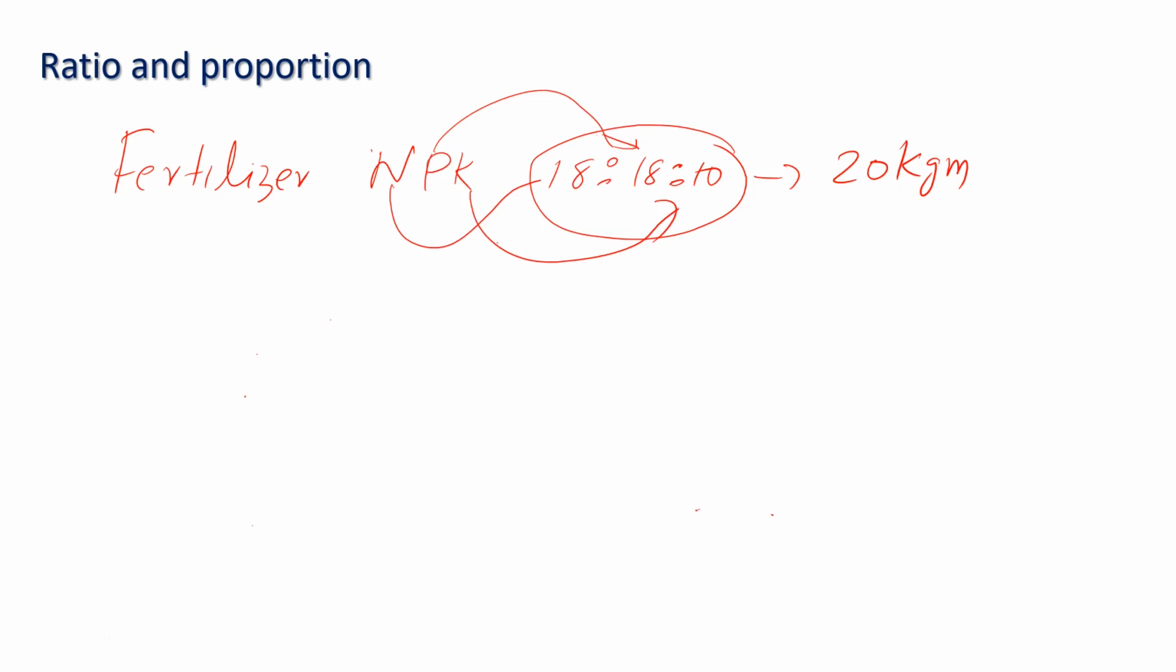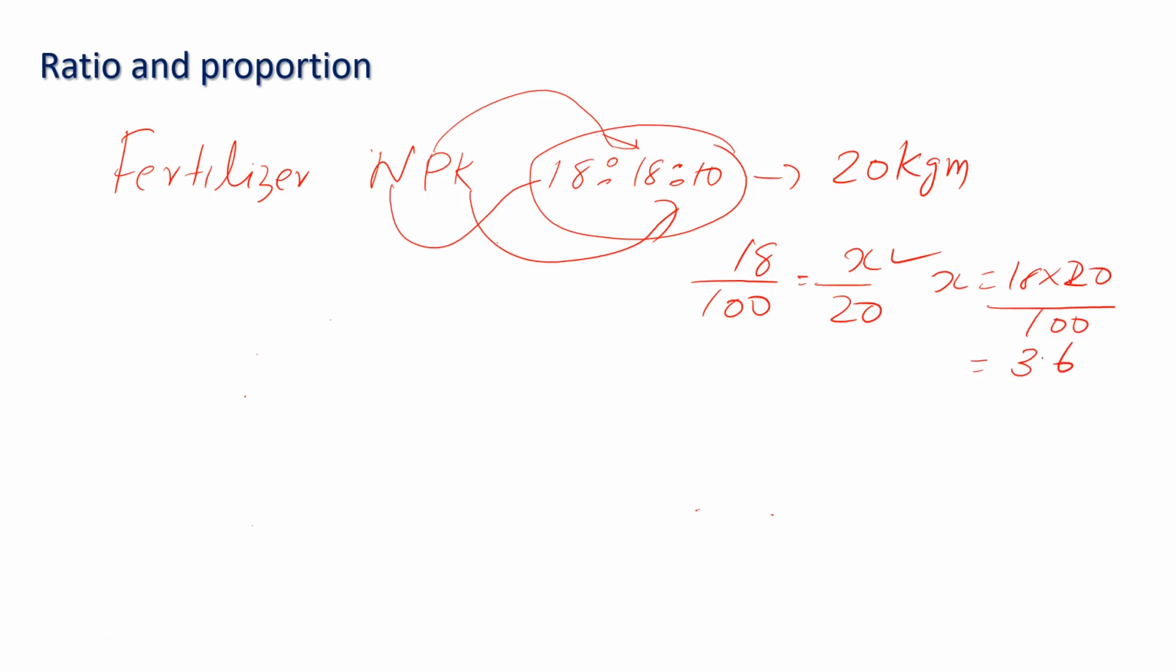In the whole, if you are taking one whole, it is nothing but 100. That means we can express it as 18 upon 100. If the whole is 100 here, then x out of 20. How much out of 20? We have to calculate it. We can simply calculate x is equal to 18 into 20 upon 100, which is equal to 3.6. That means nitrogen will be 3.6 if it is in kilogram. Phosphorus 18 दिया है, so phosphorus also will be, it is 18:10.